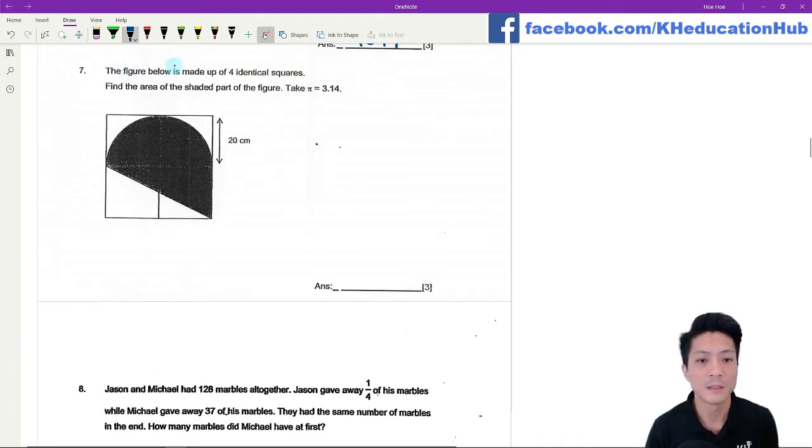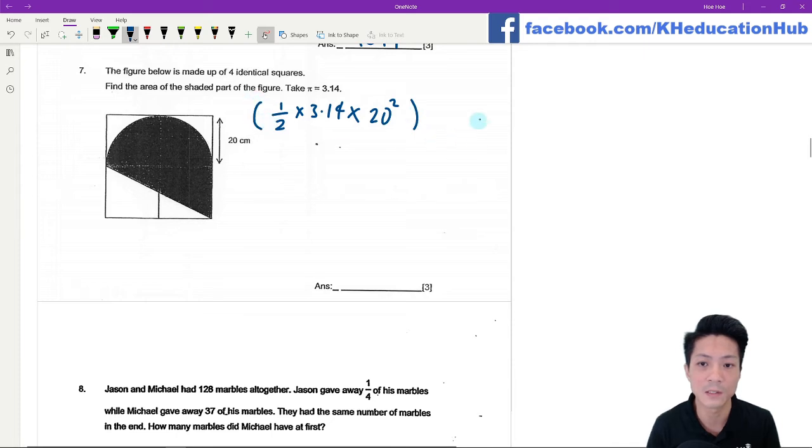Question 7. The figure below is made out of 4 identical squares. So 1, 2, 3, 4. Find the area of the shaded part of the figure. Take pi to be 3.14. Okay, I need to find the area of the semicircle. Semicircle is half times pi times the radius of the semicircle, which will be 20 squared, right?